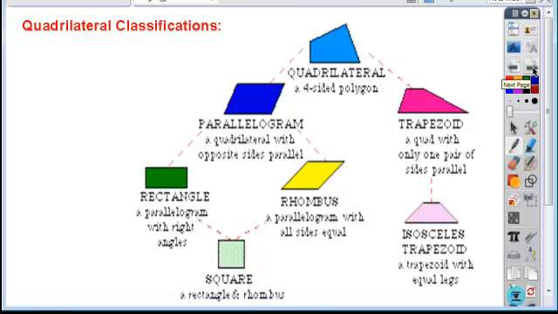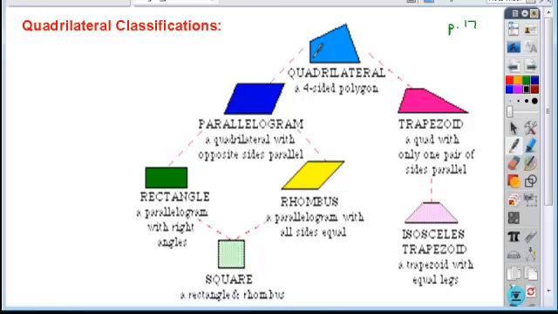Quadrilaterals. A version of this picture shows up in your books on page 17, a very similar version of it. We're just going to talk about some of the classifications for quadrilaterals. A quadrilateral itself is just an enclosed figure with 4 straight sides. But there are some specific classifications based on properties that you'll go through in more detail in chapter 6.